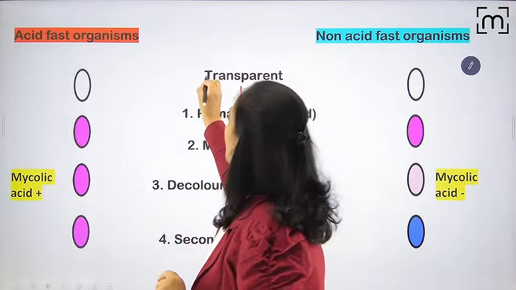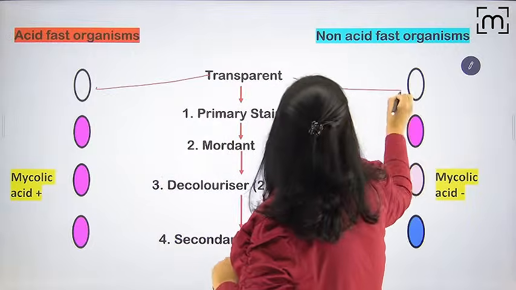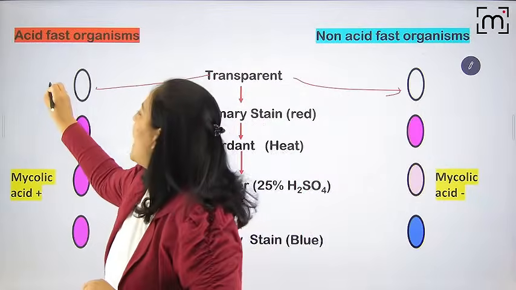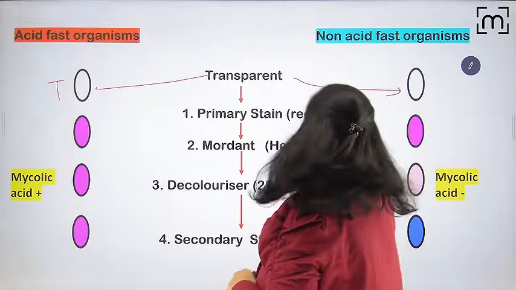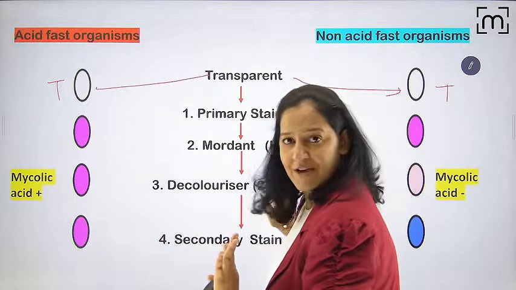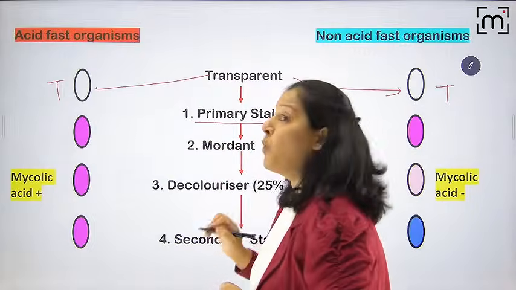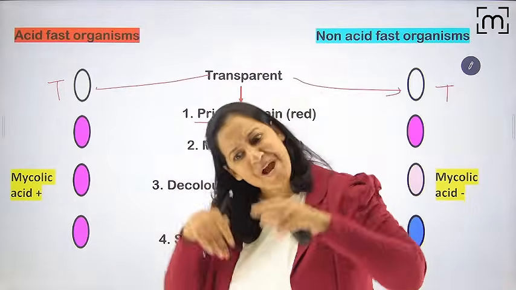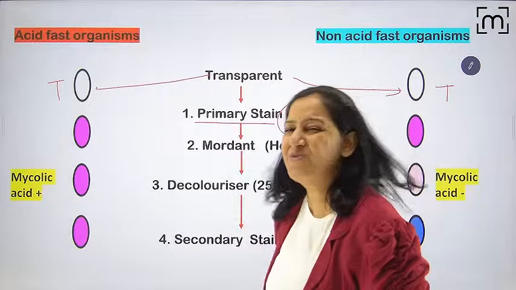The basic is that all bacteria are transparent. Step number 1. Appreciate a transparent bacteria. Okay, both bacteria are transparent. Now use the primary stain. What's the primary stain here? Here the primary stain is red, not violet.